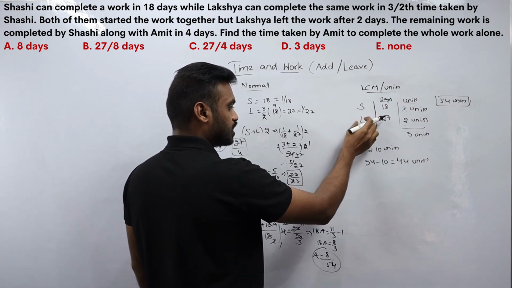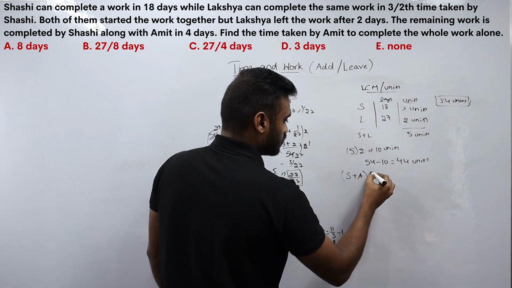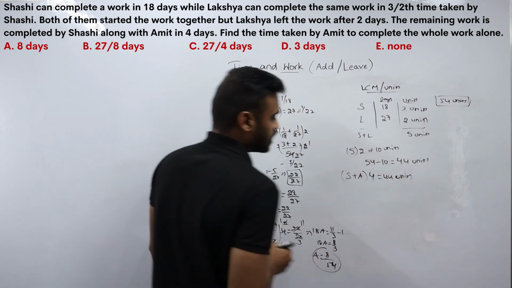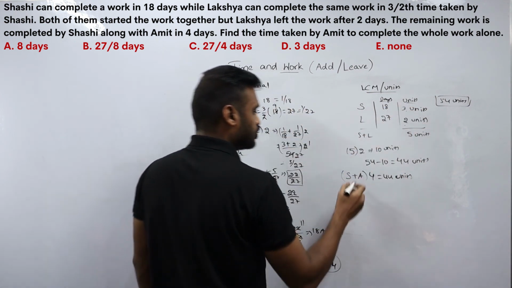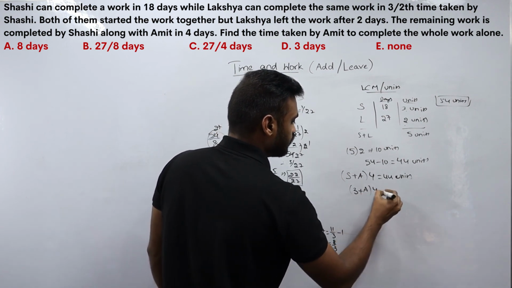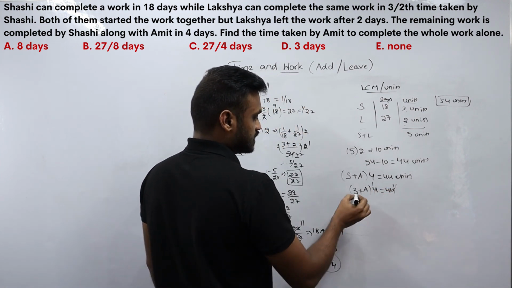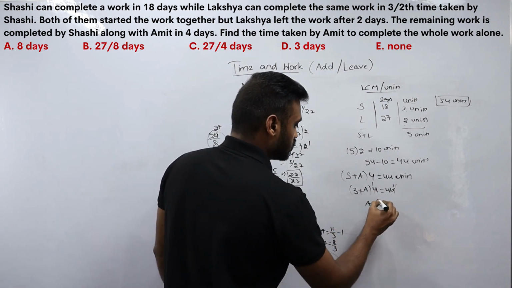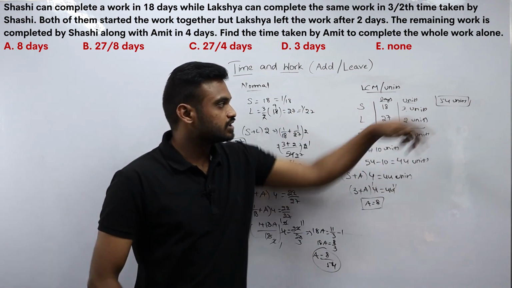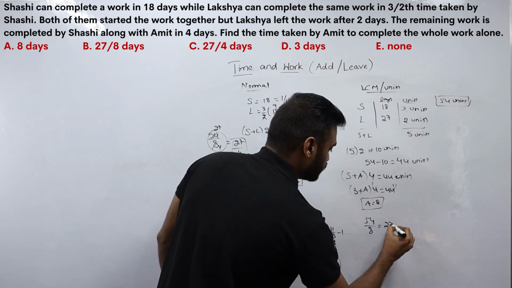Lakshya has left the job after 2 days. Now Shashi has joined with Amit and worked for 4 days to complete this 44 units of work. Shashi's efficiency is 3 units per day. 3 plus, we don't know Amit's efficiency, so I am keeping it as a, into 4 equal to 44 units. Now 4 11s 44, and if I send this 3 to the right hand side, I will get a equal to 8 units per day. So A is completing 8 units of work per day. To complete this 54 units, A will take 54 by 8, that is 27 by 4 days.